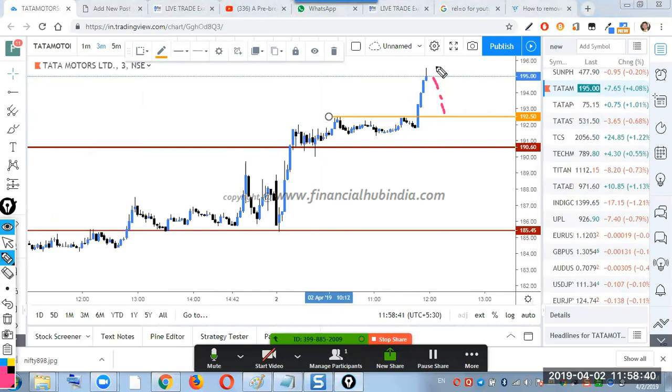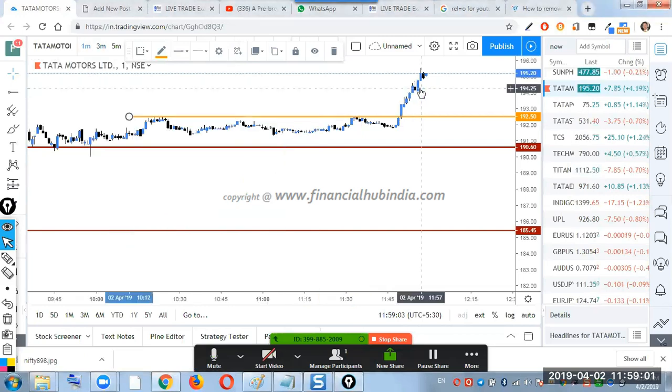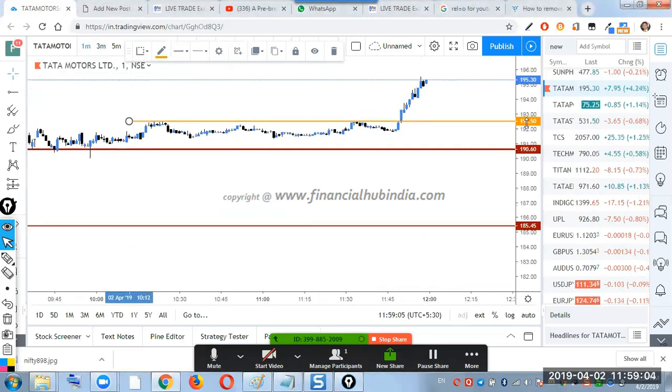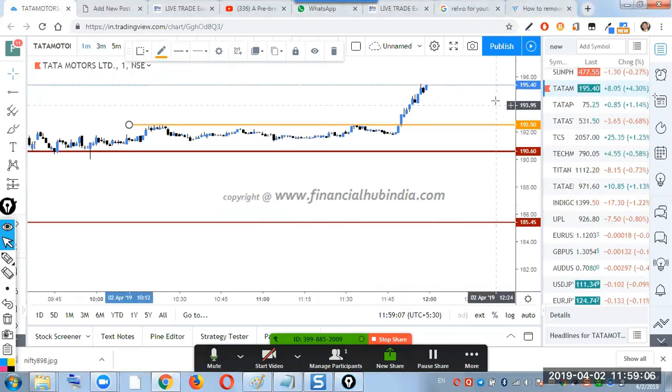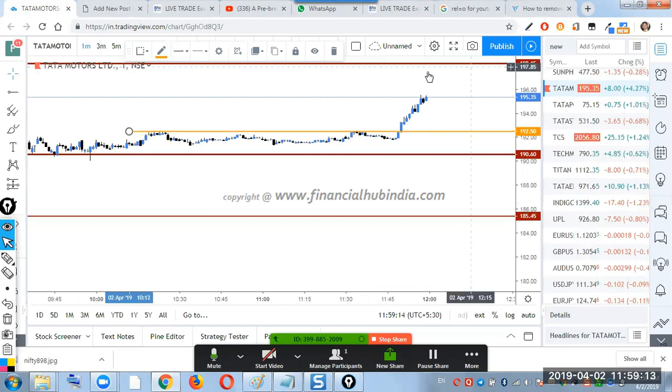I just want to hit my target with this momentum. Since it's a first breakout, it's more likely to come back for a pullback, but I don't want to be part of that. So any kind of reversal, any kind of sell off, I just want to be out of this trade. Let's see how far it goes. 198 is my exit area.